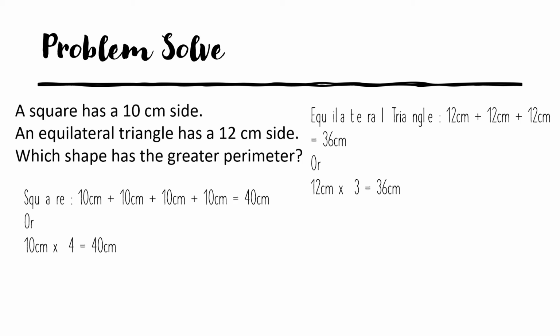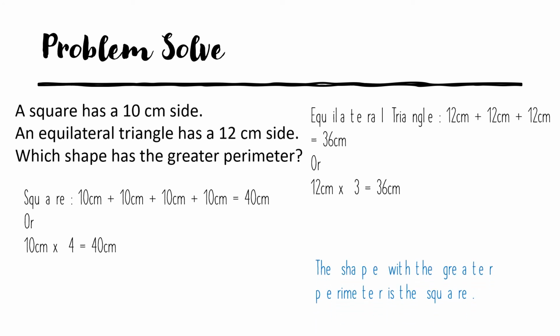Or I could have done the method 12 times 3. Again, each side is the same length. I'm doing repeated addition, one of my multiplication strategies. 12 times 3 will have got me the same answer of 36 centimetres. I can't do this if all the sides are different lengths.